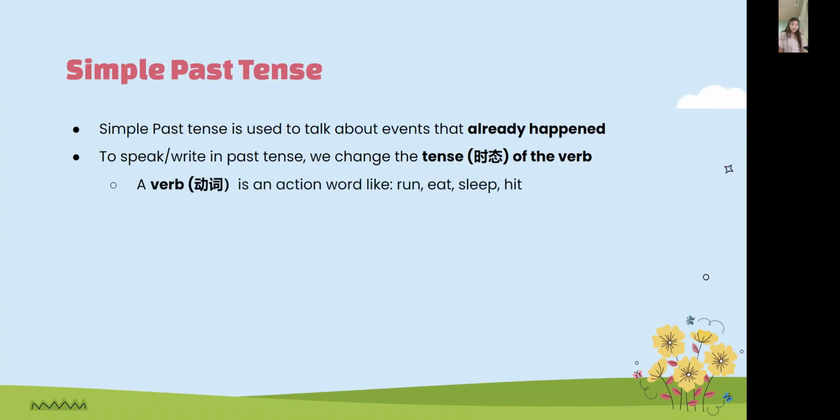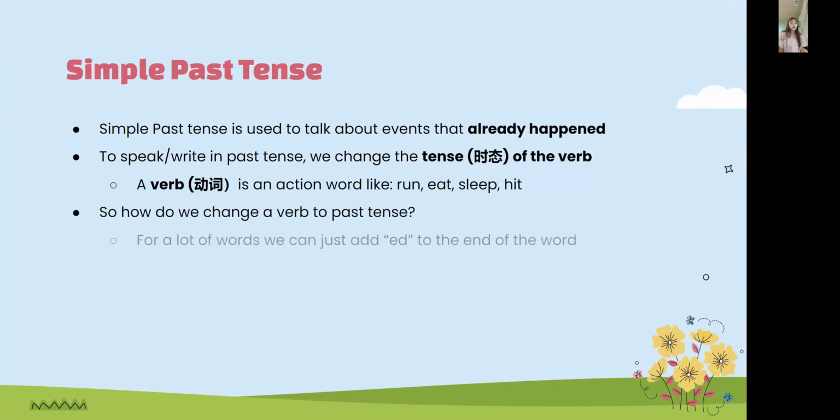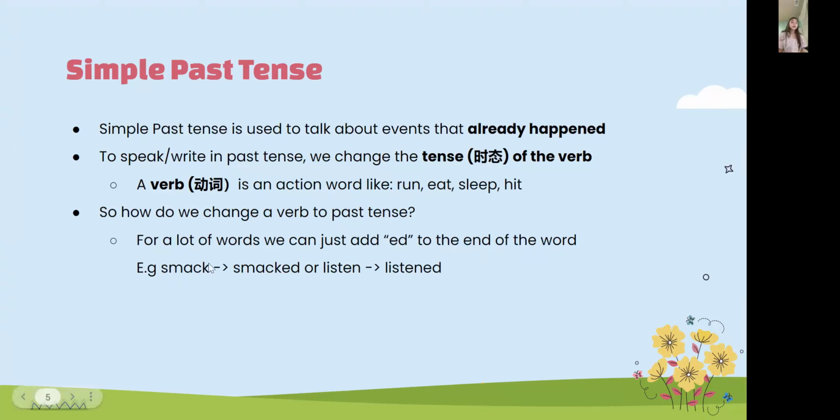So, what is a verb? A verb is an action word like run, eat, sleep, or hit. So, how do we change a verb to past tense? Well, in English, we usually add the ed ending at the end of the verb. For example, smack turns into smacked, and listen turns into listened.